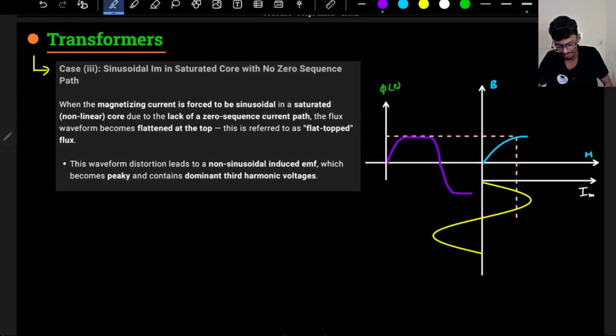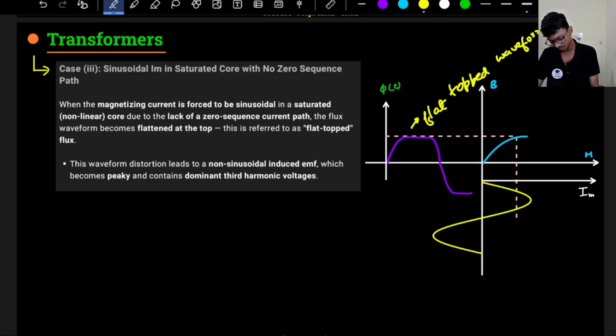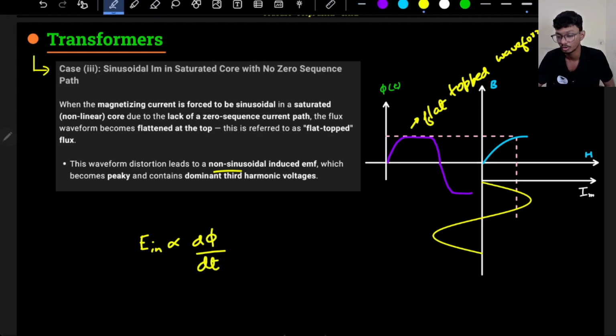So basically the waveform that I am getting is a flat topped waveform. If it is a flat top waveform, my induced EMF also will be non-sinusoidal because the flux is non-sinusoidal and the induced EMF is proportional to d phi by dt. Conclusion: if my magnetizing current is sinusoidal and the core is non-linear, then the induced EMF will be non-sinusoidal.